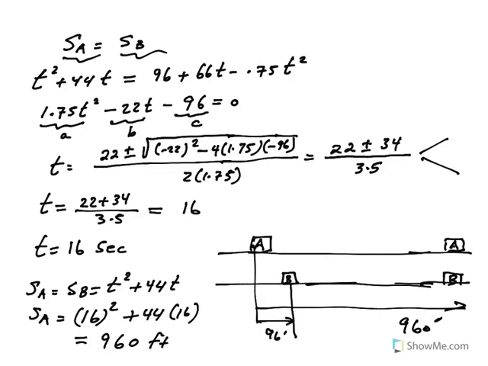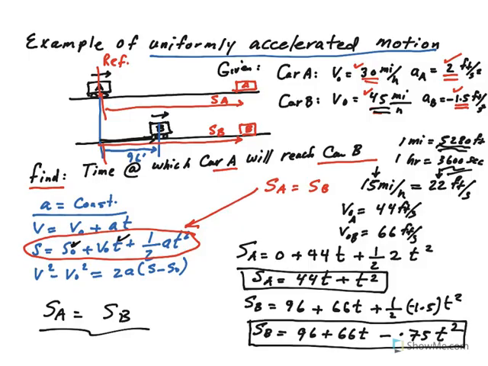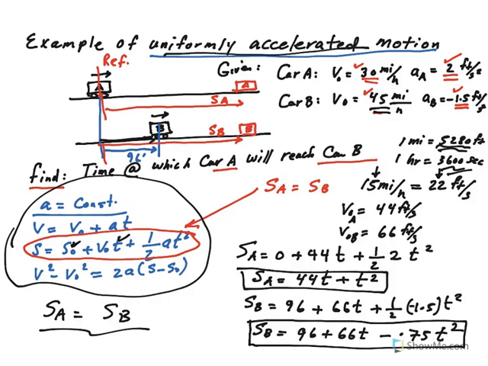Okay, so it took 16 seconds for car A to get to car B. And this was a very simple example of constant acceleration or uniformly accelerated motion, rectilinear motion, for which we were able to use these formulas that you saw in another video, how they were developed.